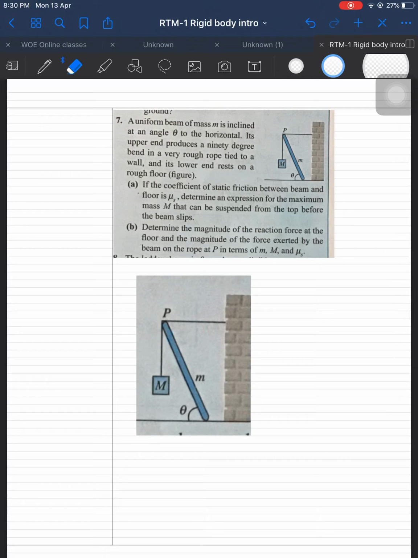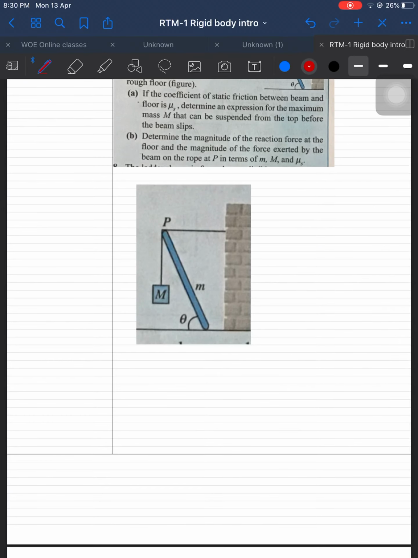Before starting the question, it is better to read it twice or thrice, but I'm starting now. When you start, pause the video, read it two times, and then start solving.